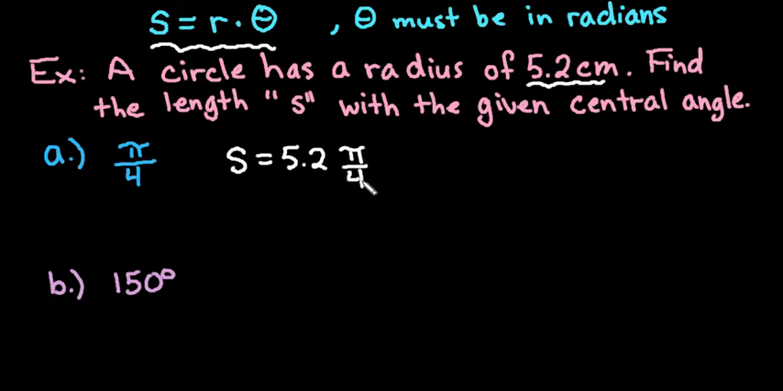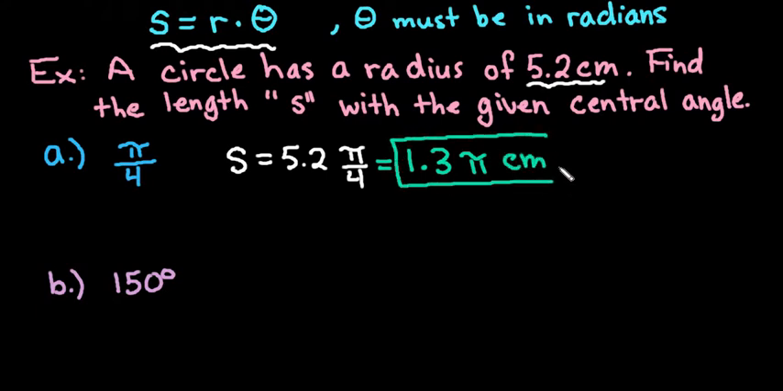Okay, so if I take 5.2 and divide it by 4, I end up with 1.3 times pi. So if you want an exact answer, this would be an exact answer. For an approximate answer, all you would do is plug into your calculator 1.3 times pi or 1.3 times 3.14, depending upon the preference of the course that you're in.